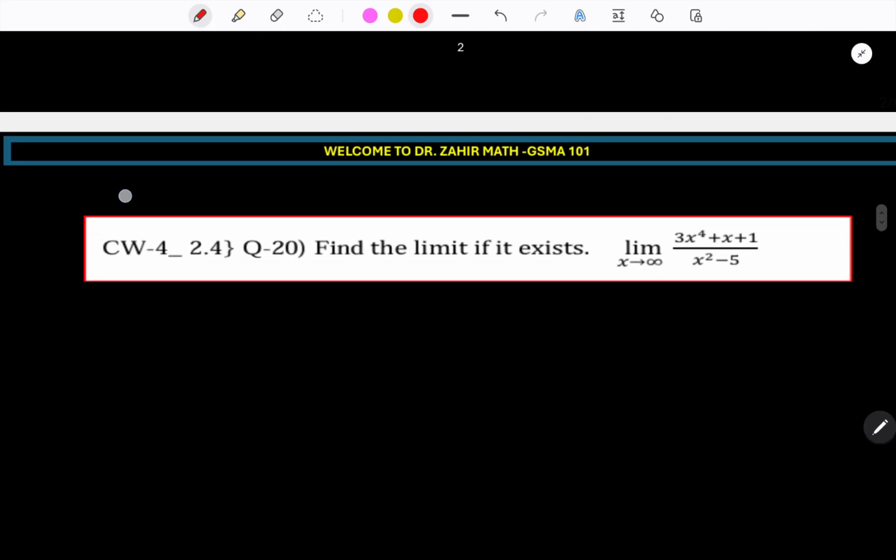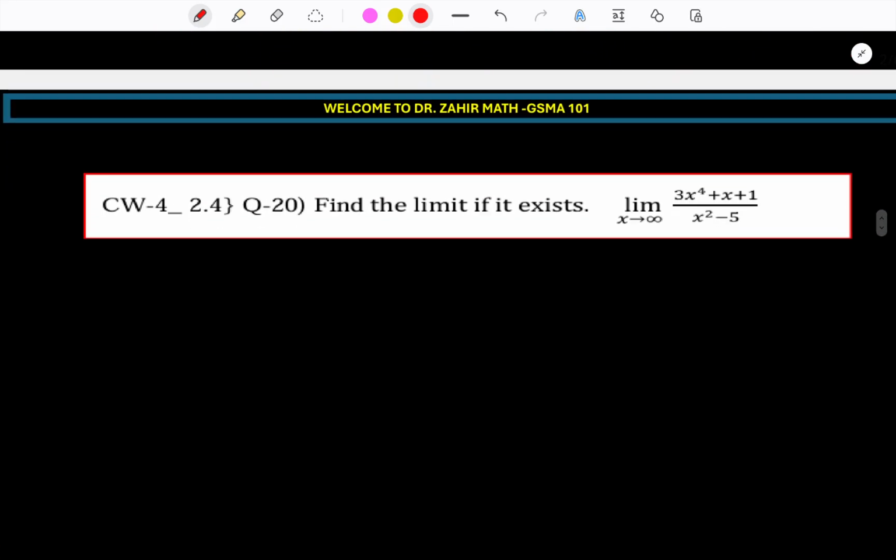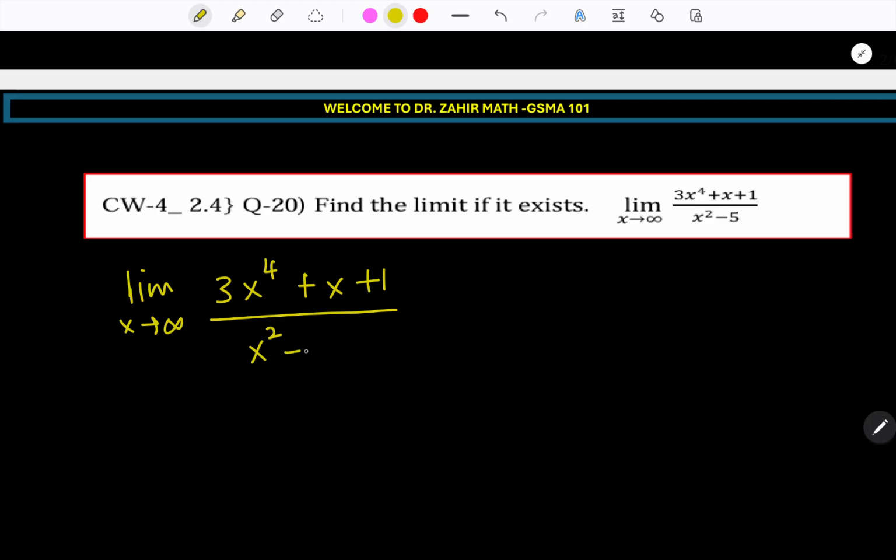Let's go to the next question. Find the limit as x tends to infinity of (3x^4 + x + 1) over (x^2 - 5). The same situation: the highest power is x^4 in the numerator and x^2 in the denominator. Do I need to divide by x^4 or x^2? No problem, it doesn't matter. You can divide by the highest power, which is x^4.